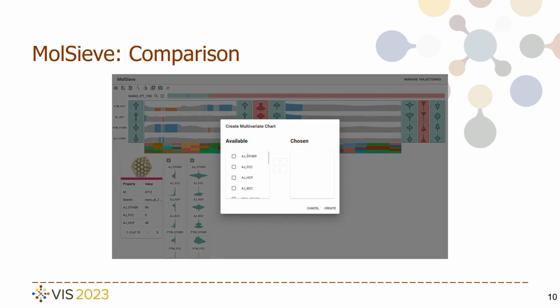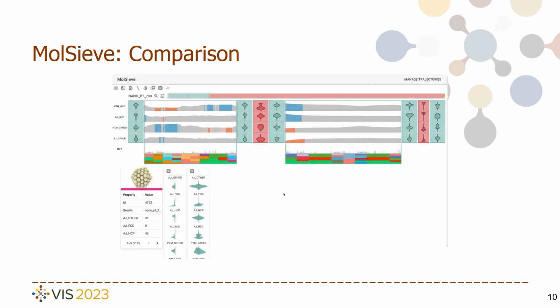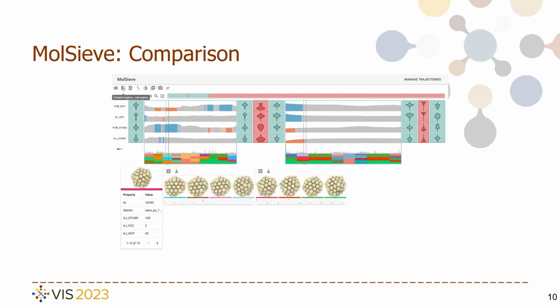Analysts can generate multivariate charts from the properties loaded into the system. They can also cluster all of the states shown on the screen together using the Cluster States button to find states that are similar across trajectories. Finally, subsequences can be compared using the Compare Subsequences view.